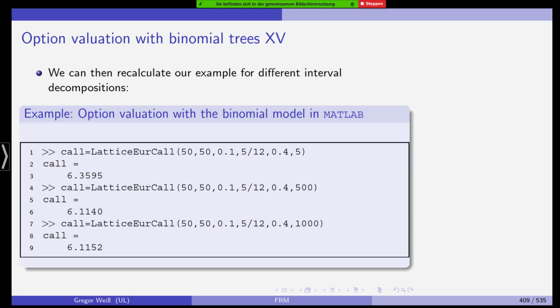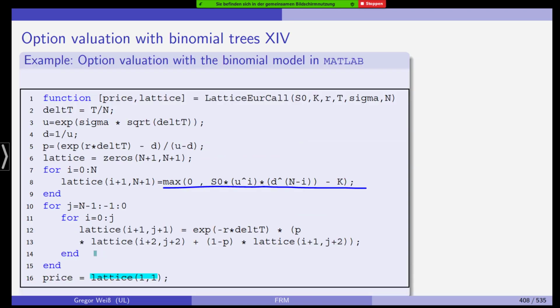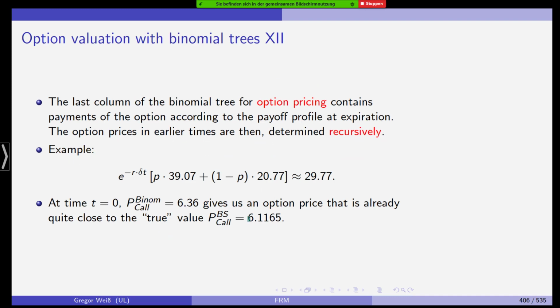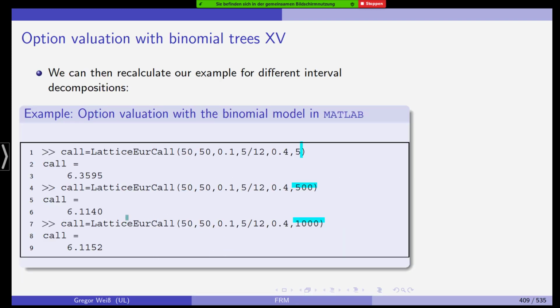Okay. Now, if we do this for 5 intervals, we get 6.3595. If we do this for 500 steps, we get 6.1140. For 1000, we get 6.1152. Let me just check what was the Black-Scholes price. 6.1165. So as you can see, we are moving closer and closer to the Black-Scholes price if we increase the number of steps, the number of periods in our binomial model.